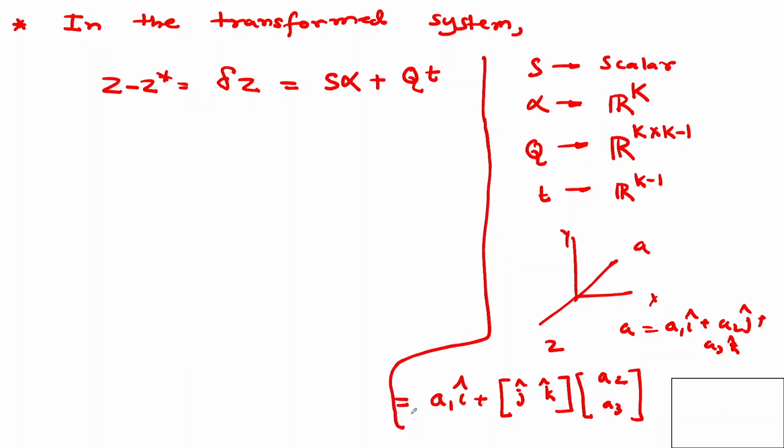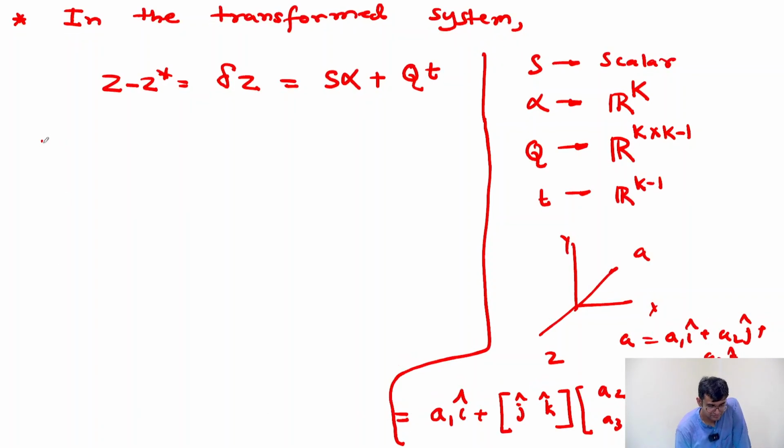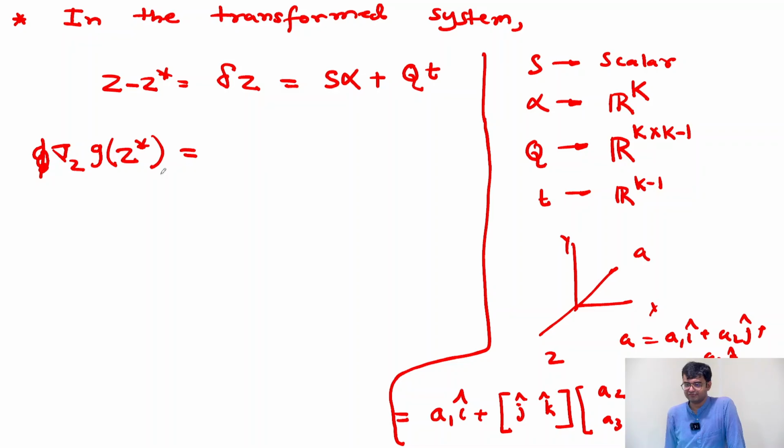Any question? So now, one more thing. How can I write this in the alpha and Q basis? What will this be in alpha and Q basis? This you should be able to tell. Grad of G at Z star, in alpha and Q, this coordinate system. In the transformed coordinate system, how will you write it?